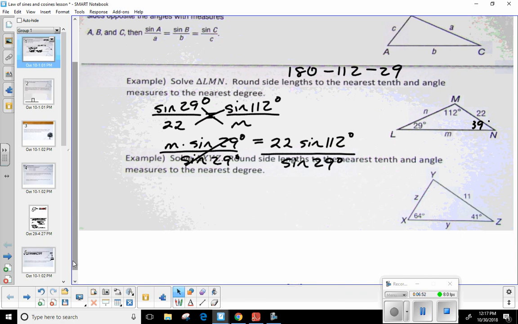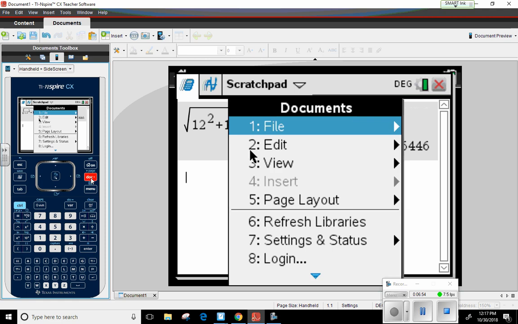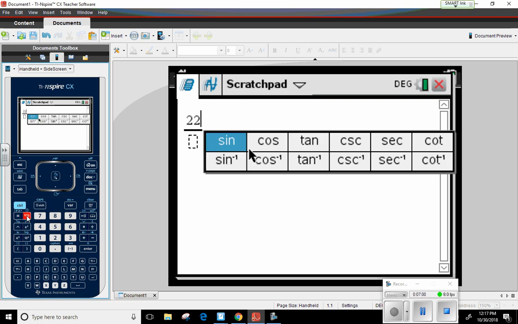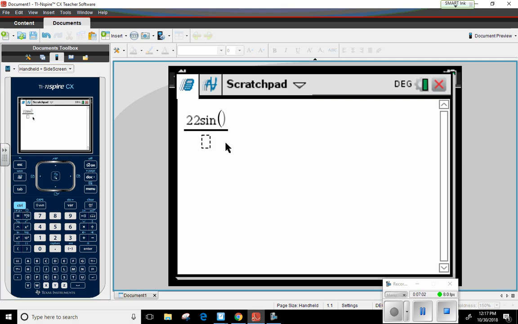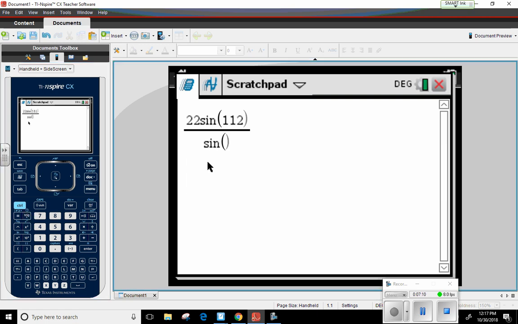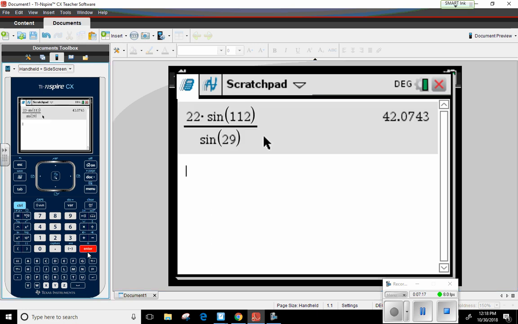So let's see. I got 22 sine of 112. Let me come back over here. Document B. So control divide. 22. Remember your trig function's right here next to 7. Okay, so sine. It was 112. Oop, not 1,112. Divided by, what was it, sine of 29, excuse me. Okay. Would everybody agree?